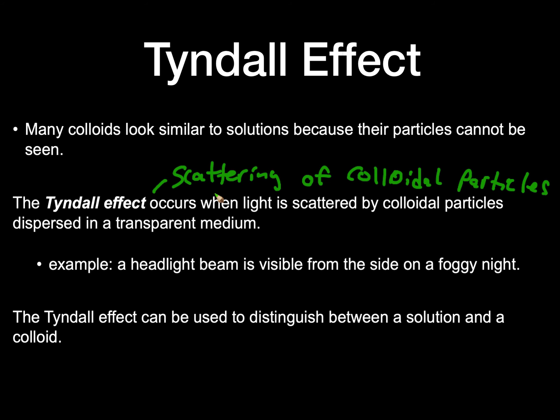So if you understand what the Tyndall effect is, that word colloid is in the definition of the Tyndall effect. What's a colloid? If we understand what a colloid is, then we'll be able to understand what a suspension is. So those three go hand in hand. An example: a headlight beam is visible from the side on a foggy night. That's a colloid. The Tyndall effect can be used to distinguish between a solution and a colloid, and that's what we're going to look at on the next page.